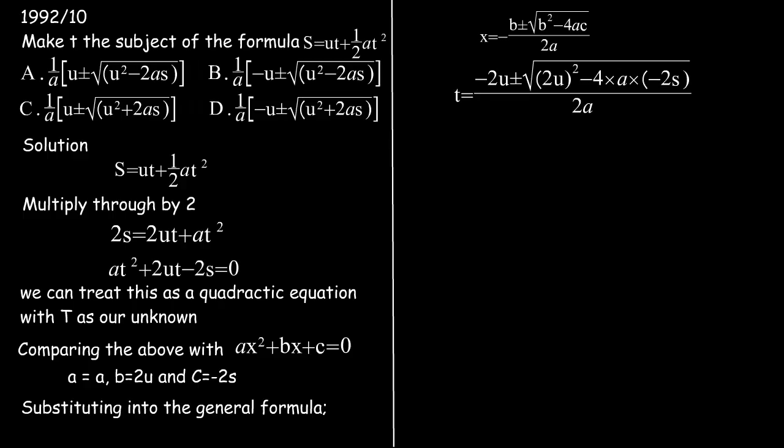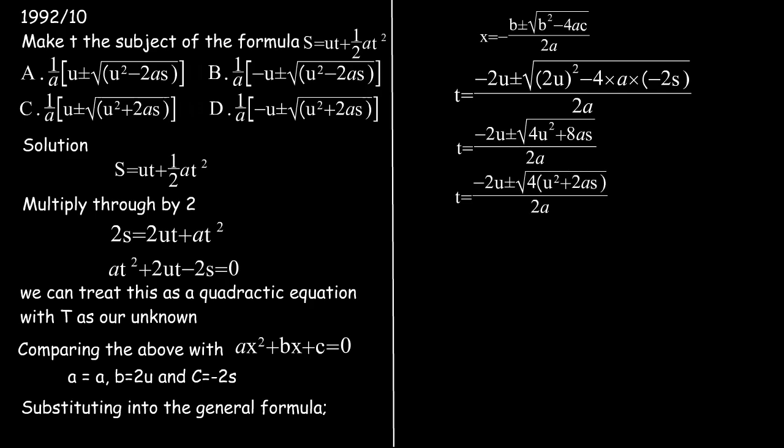t will be equals to minus 2u plus or minus the square root of 2u in bracket square minus 4 times a times in bracket minus 2s divided by 2a. Now simplifying our square roots, we get t is equals to minus 2u plus or minus the square root of 4u square plus 8as divided by 2a. Breaking it further, it becomes t is equals to minus 2u plus or minus the square root of 4 into u square plus 2as, that's factorizing our square root, divided by 2a.